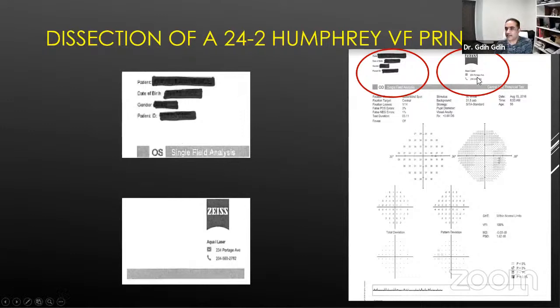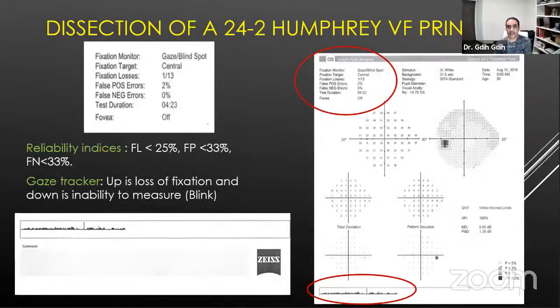And then in this other area here, you can put your logo, your phone number, and clinic name, so that it shows where the field was conducted. And then in the upper left corner, under OS, we have what we call reliability indices. It shows us a few numbers here that we need to know.